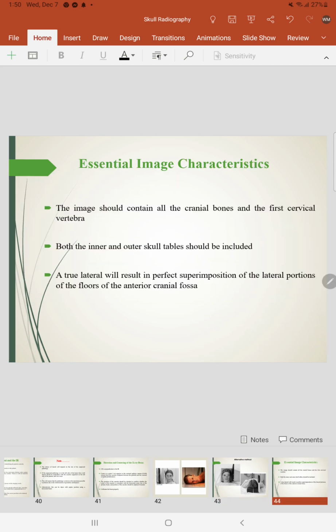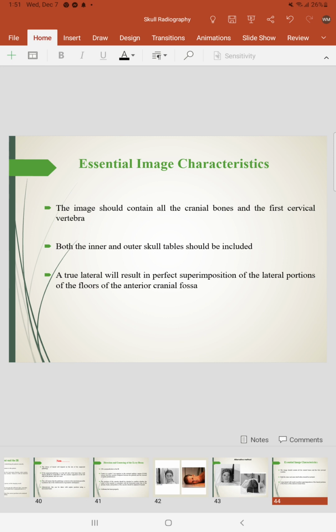Essential image characteristics. The image should contain all the cranial bones and the first cervical vertebra. In the PA and AP positions, we have not mentioned the cervical vertebrae, but in the lateral position, we have to include all the cranial bones and the first cervical vertebra. Both the inner and outer skull table should be included.